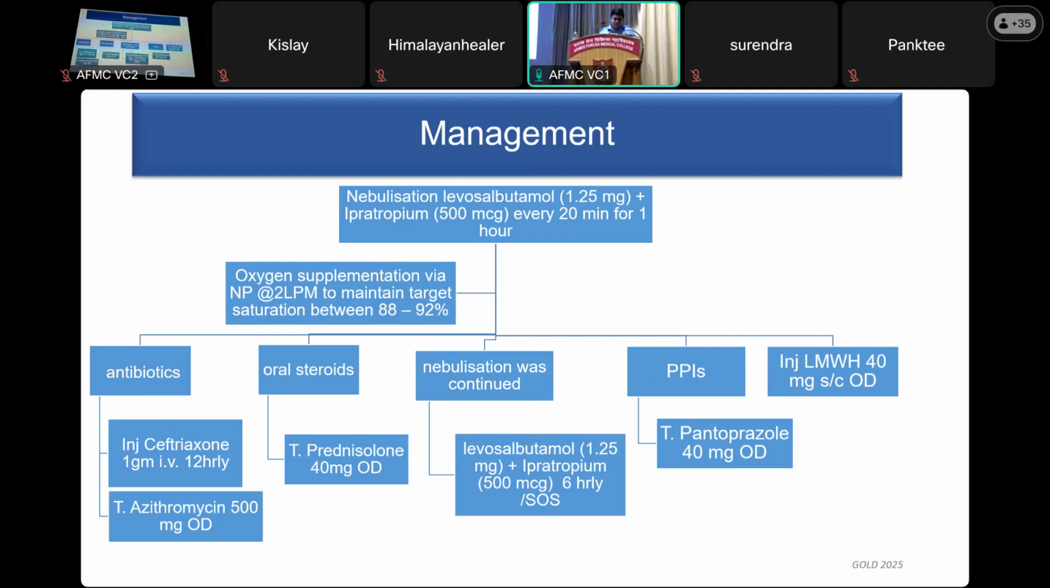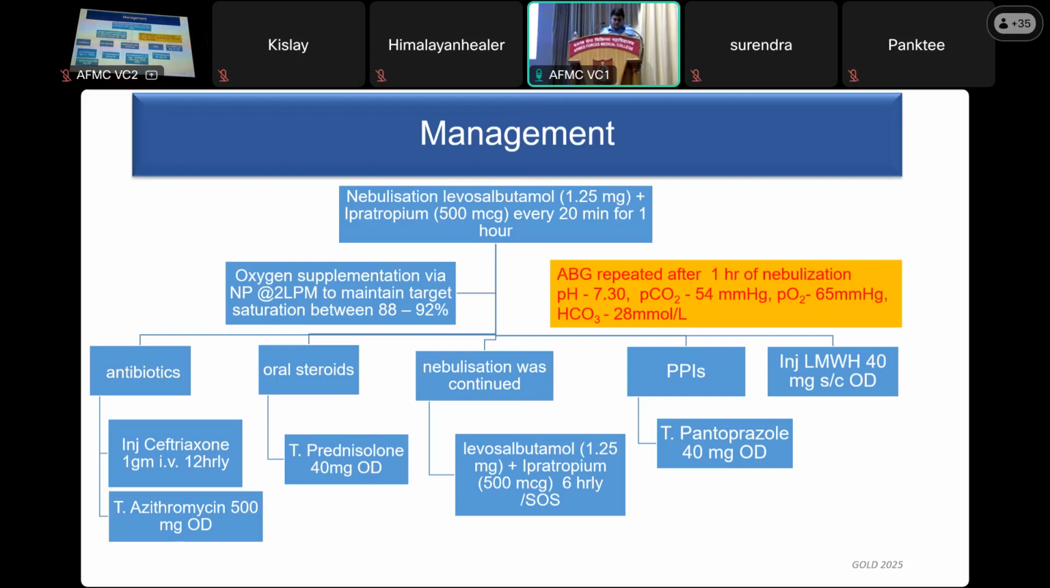Nebulization was continued 6 hourly and on an SOS basis, along with proton pump inhibitors, pantoprazole 40 mg OD, and injection LMWH 40 mg SC OD for DVT prophylaxis. After 1 hour of nebulization, his pH improved to 7.30, PCO2 became 54 millimeters of mercury, PO2 increased to 65 millimeters of mercury, and bicarbonate was 28 millimoles per liter.